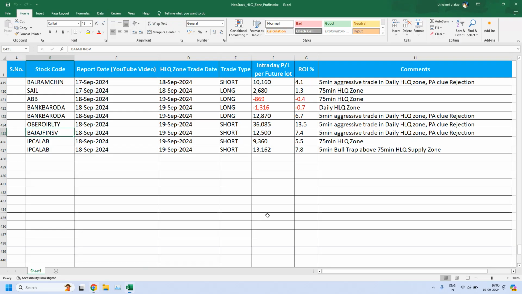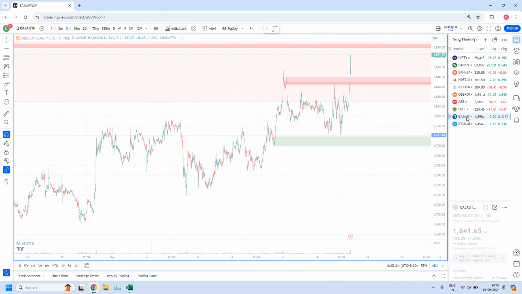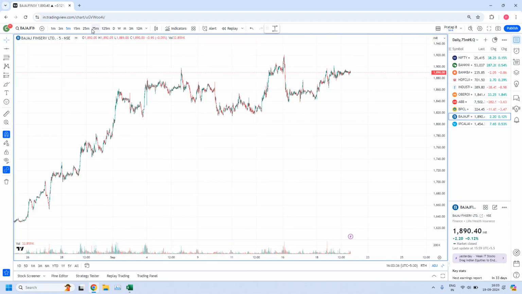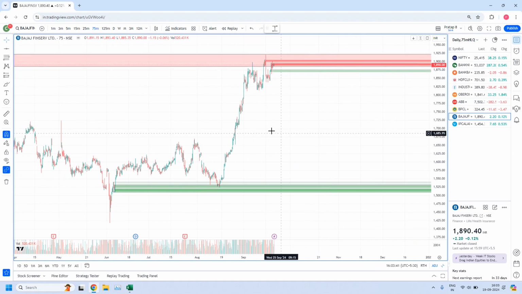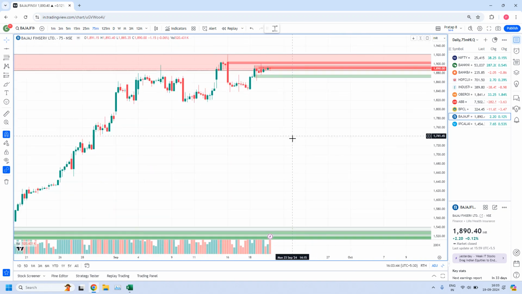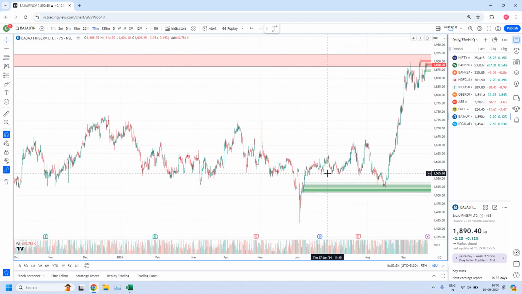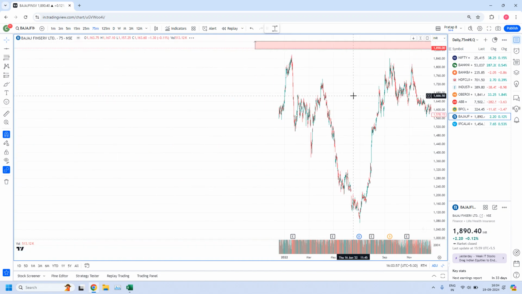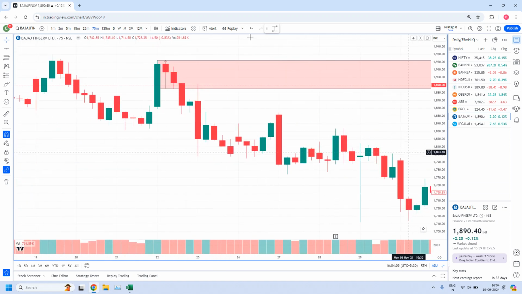Bajaj Finserv. This is a 75-minute zone. So this is a 75 minutes supply zone. When this zone was created, in the year 2021, this zone was created in the year 2021.